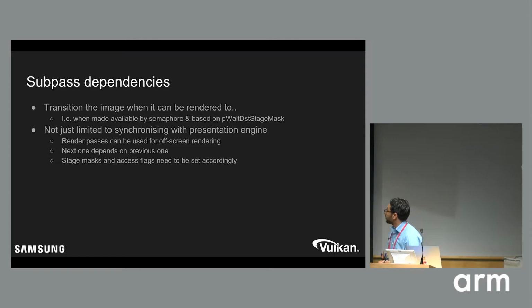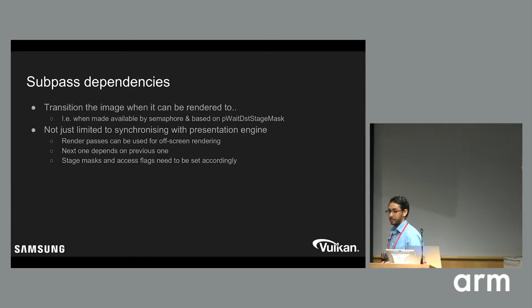So to transition the image when it can be rendered to, in the case I explained before, we rely on the acquire semaphore, which we use when we're submitting a batch to the GPU. As part of the acquire semaphore, there's a structure called VkSubmitInfo. You specify the stage where the semaphore wait will happen. Basically, this execution dependency helps us only with the execution, and the subpass dependency makes sure that the layout transition happens at the right time. So it happens when you can actually render to the image.